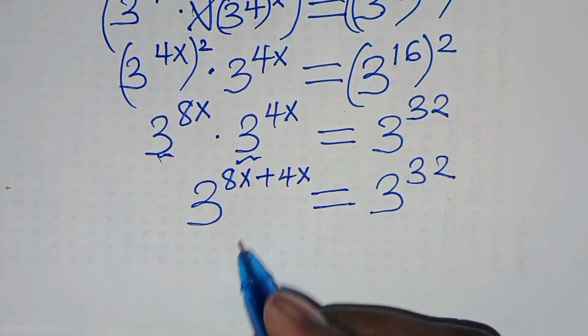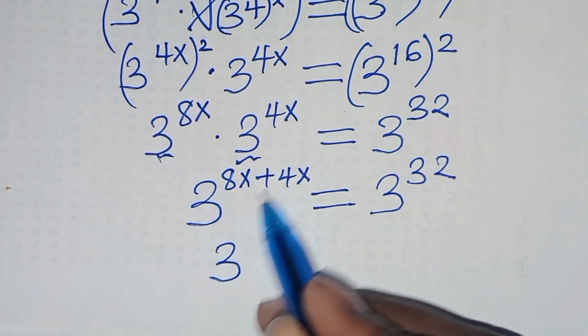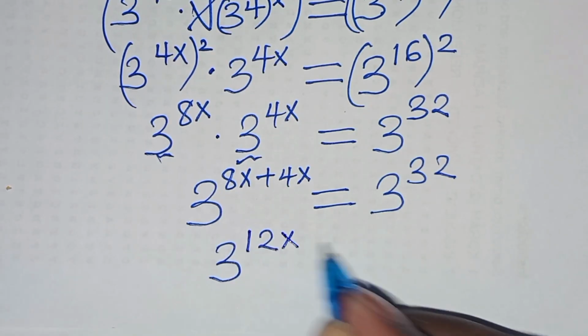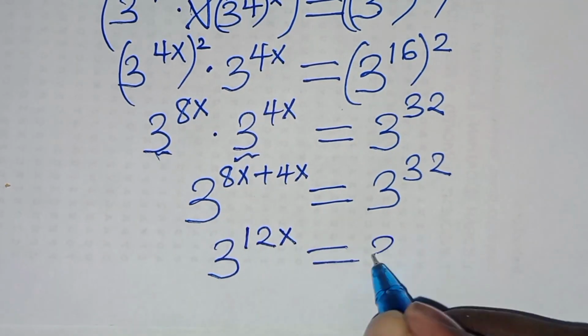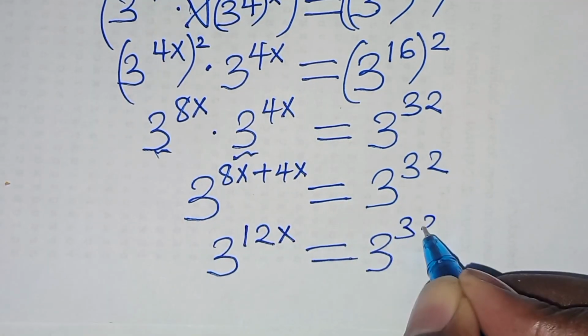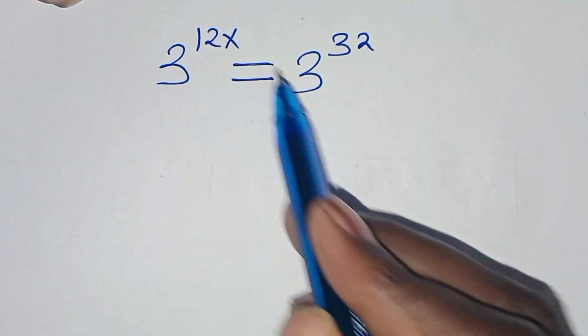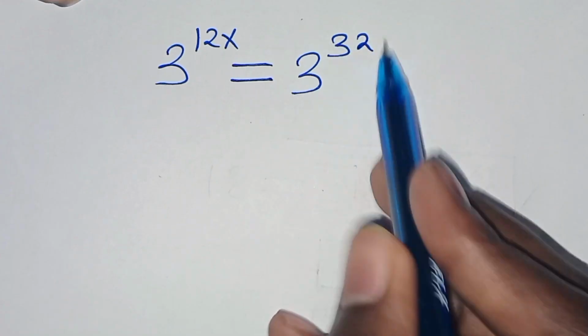So here we have 3 raised to the power 8x plus 4x. This is 12x. This is equal to 3 raised to the power 32. Here we have 3 raised to the power 12x. This is equal to 3 raised to the power 32.